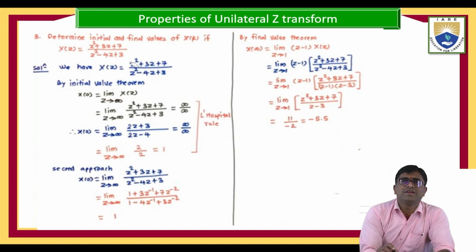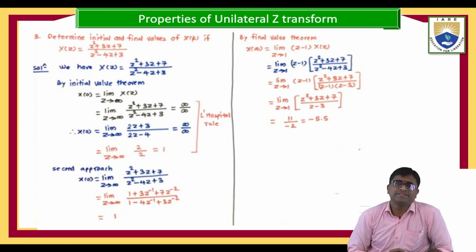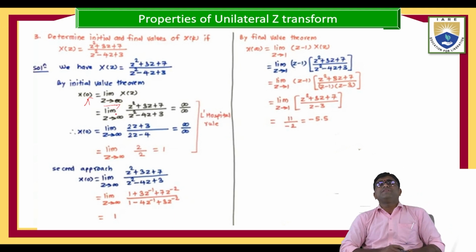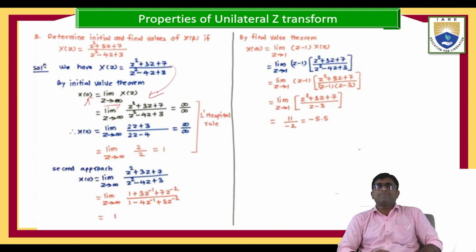For finding the initial value, I am taking the initial value theorem. What is the formula for the initial value theorem? x of 0 equals the limit as z tends to infinity of X of z. So taking the limit to infinity in the given transfer function, what happened? It is coming to infinity by infinity.